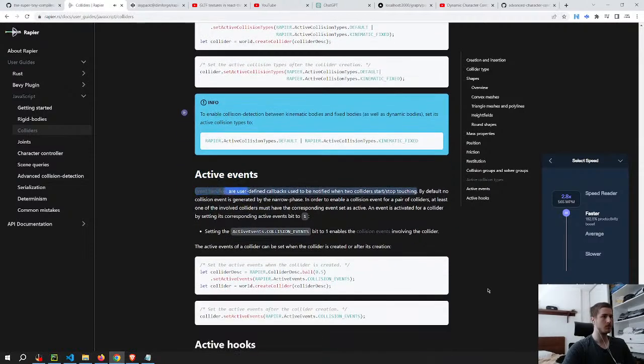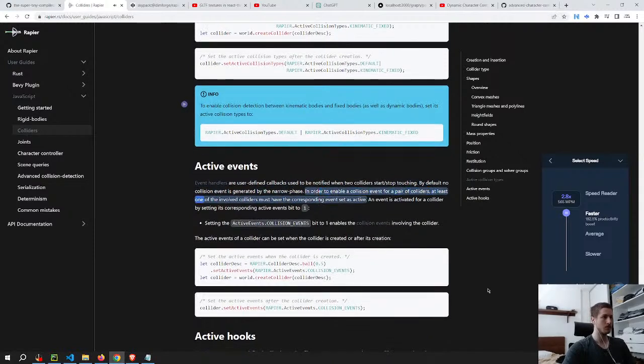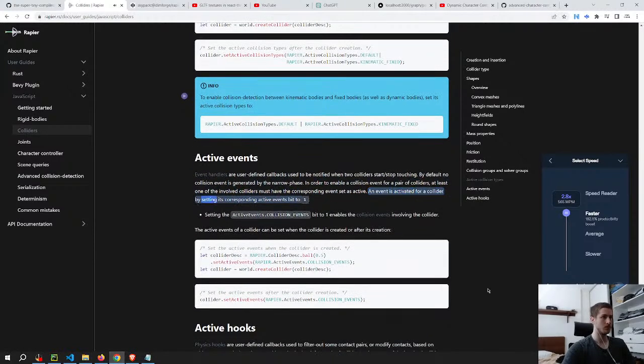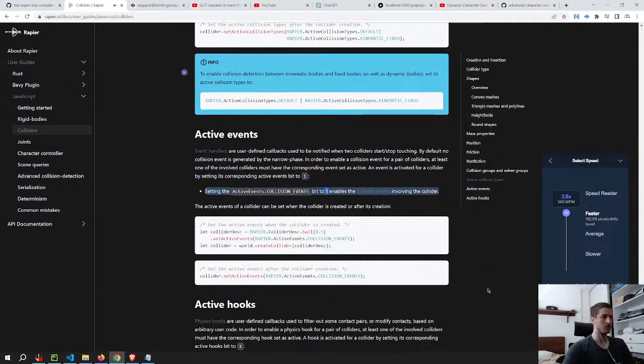Active events. Event handlers are user-defined callbacks used to be notified when two colliders start or stop touching. By default, no collision event is generated by the narrow phase. In order to enable a collision event for a pair of colliders, at least one of the involved colliders must have a corresponding event set as active. An event is activated for a collider by setting its corresponding active events bit to one. Setting the ActiveEvents::COLLISION_EVENTS bit to one enables the collision events involving the collider.